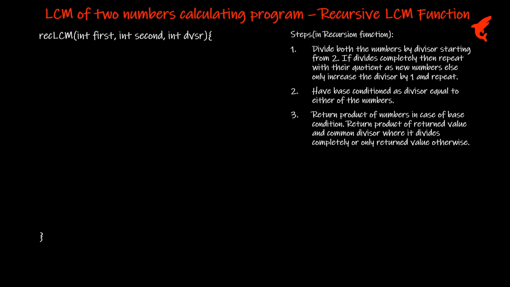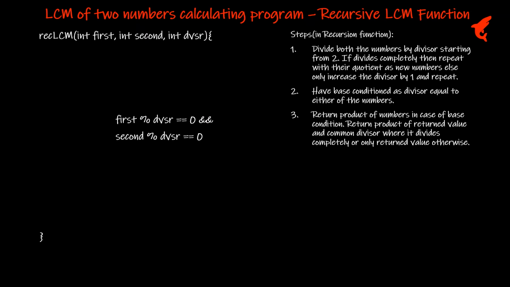So we'll have first the condition to check whether first is completely divisible by DVSR, and along with that whether second also is completely divisible by DVSR. Only when these two conditions are true, that means when DVSR can completely divide the values of first and second in the very same step, we will say that condition is true, right? And then accordingly we'll call the function.